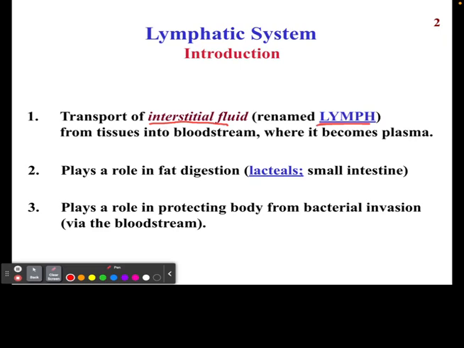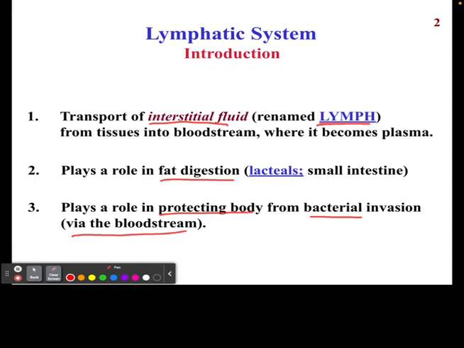So in other words, one of the main roles of the lymphatic system is to take different fluids throughout the body and put them back into the bloodstream. The next one, it's going to be used in some fat digestion, but also another really important role is its role in protecting the body from bacterial invasion, right? So specifically in the bloodstream.